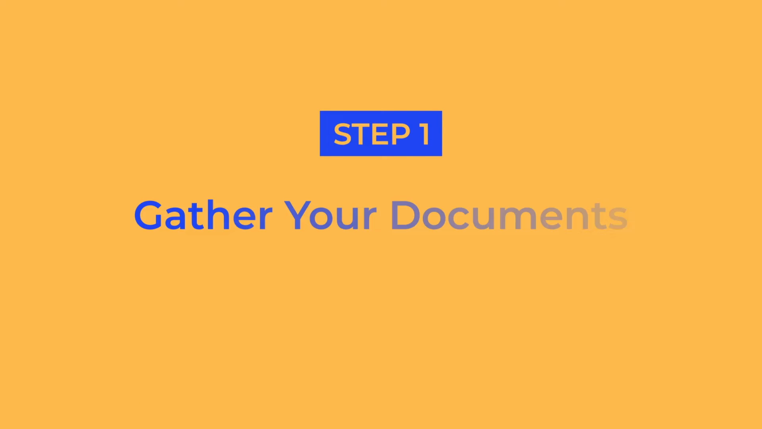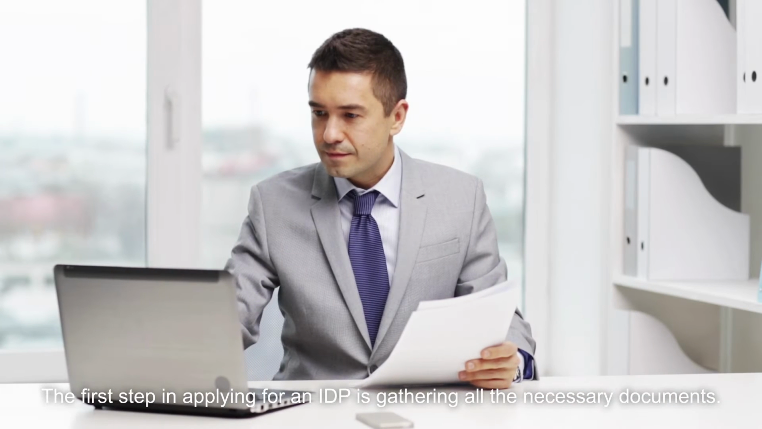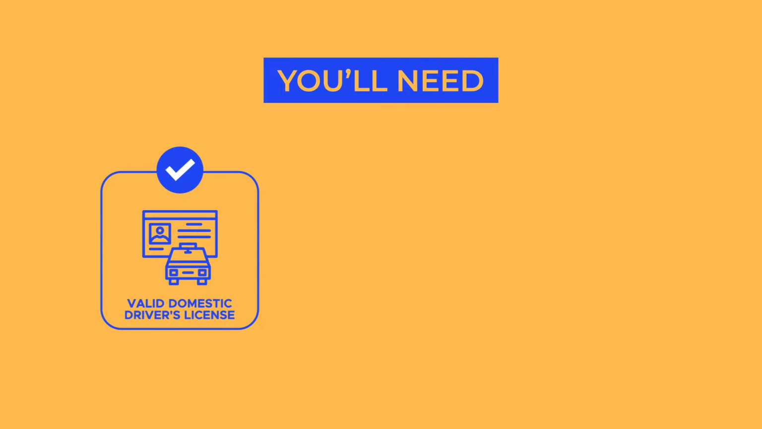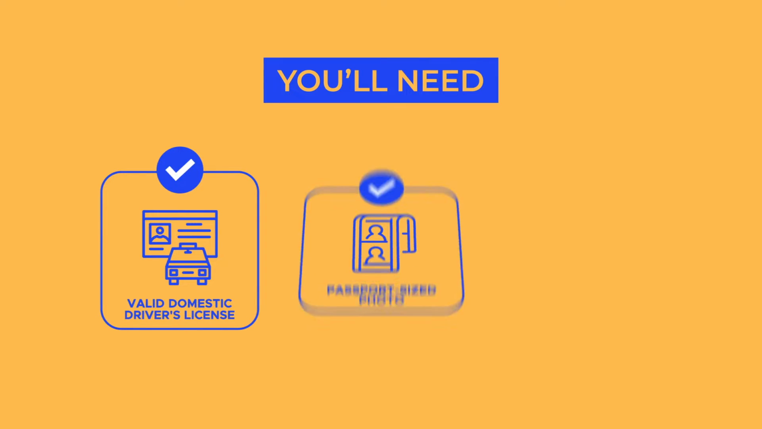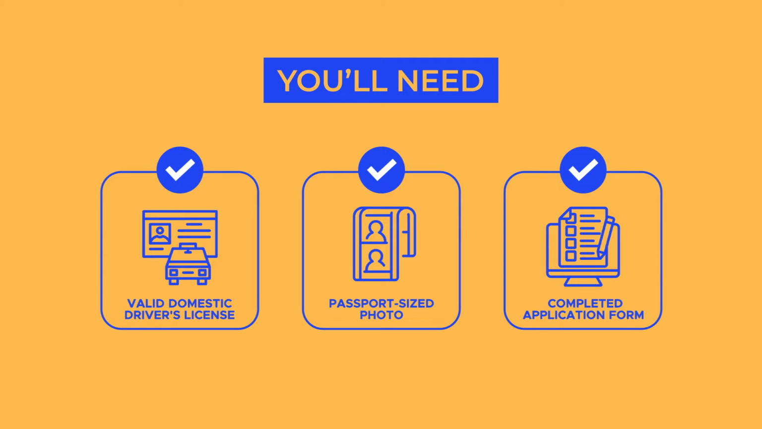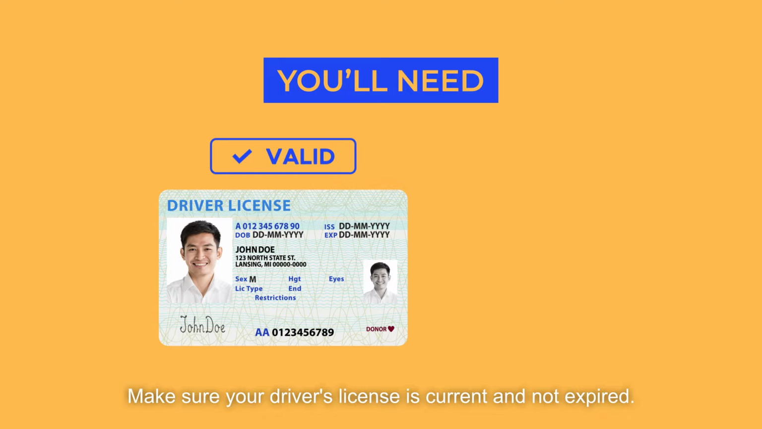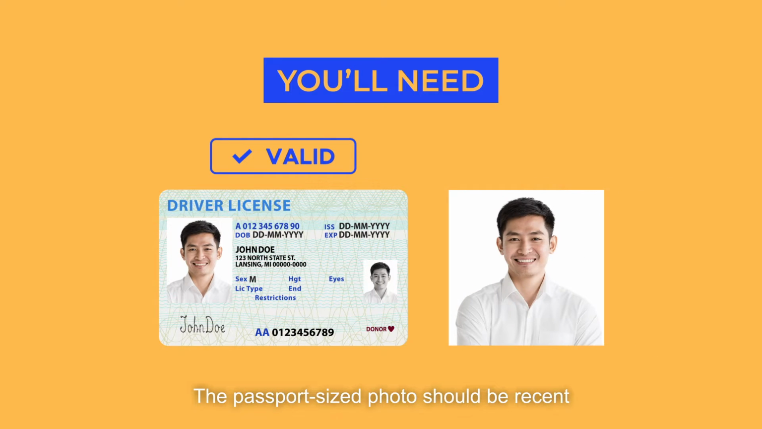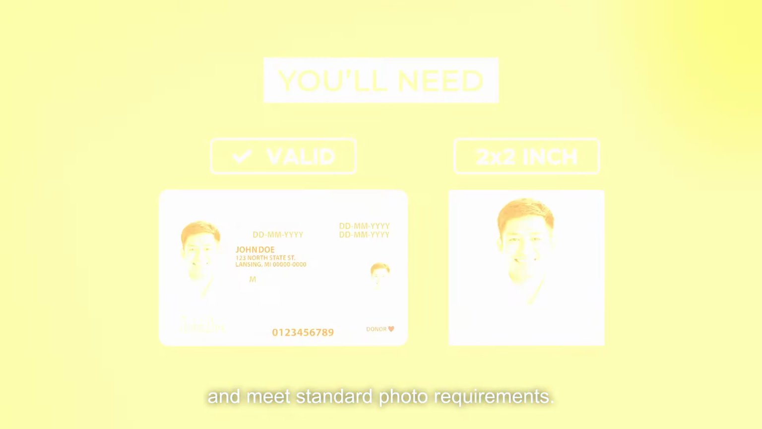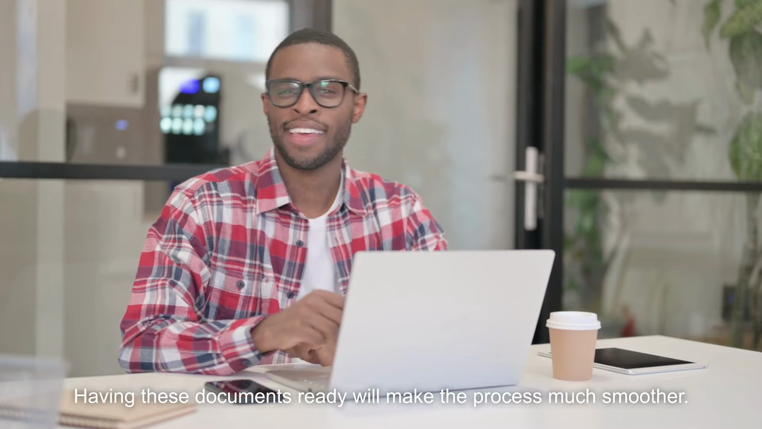Step 1. Gather your documents. The first step in applying for an IDP is gathering all the necessary documents. You'll need a valid driver's license from your home country, a passport-sized photo, and a completed application form. We'll get into this in the next step. Make sure your driver's license is current and not expired. The passport-sized photo should be recent and meet standard photo requirements. Having these documents ready will make the process much smoother.